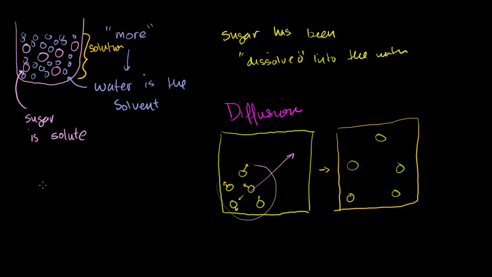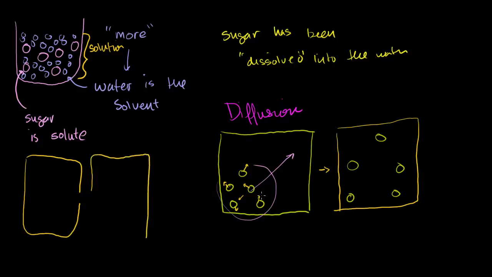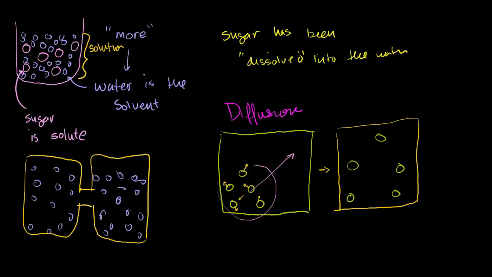You could imagine a solution like, let's do something like this. Let's say I have two containers. Let's go back to the solution situation. So this was a gas, but I started off with that example, so let's stay with that example. Let's say that I have a door right there that's larger than either the water or the sugar molecules. On either side, I have a bunch of water molecules. So I have a lot of water molecules.